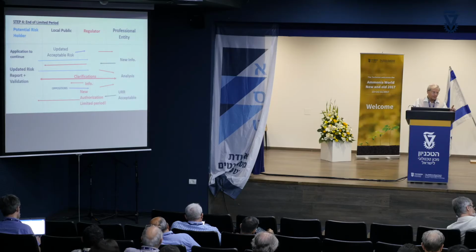The potential risk holder should prepare an updated risk report plus validation. And by the way, one of the points that we have to remember is that the risk report should always show that the risk that the operator or the holder is talking about is lower than the acceptable risk. That is a condition, of course. And we have information all the time to the public. Now, what happens afterward is that there is the analysis again, and if everything is okay, the regulator can issue authorization again for a limited period of 1 or 2 years.